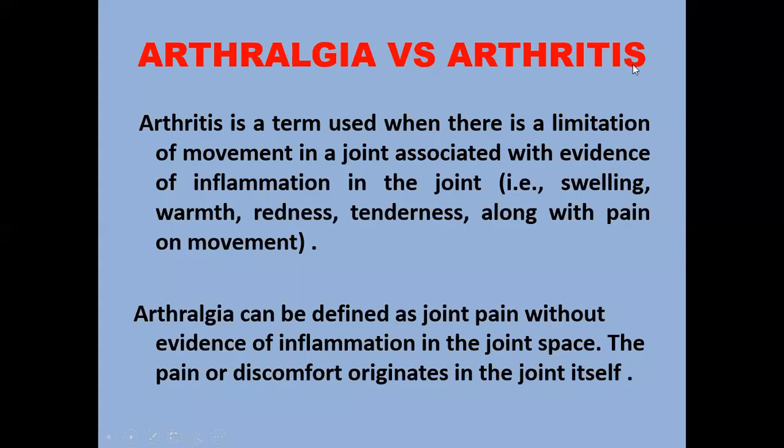Arthralgia versus arthritis. Arthritis is a term used when there is a limitation of movement in a joint associated with evidence of inflammation in the joint: swelling, warmth, redness, tenderness, along with pain on movement. While arthralgia can be defined as joint pain without evidence of inflammation in the joint space, the pain or discomfort originates in the joint itself.